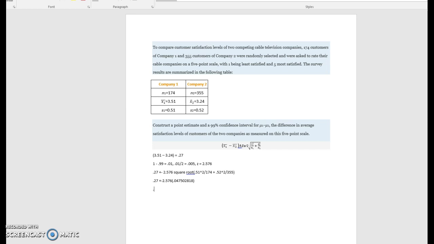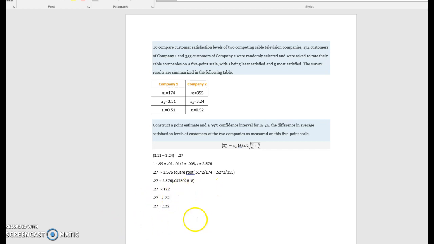All right, and now I'll do the 2.576 times this long decimal. That gives me 0.122, and let's round off to 3 decimal places since our original data right here is to 2 decimal places. So now we just need to do 0.27 minus our 0.122 and 0.27 plus, and get the two ends of our confidence interval.